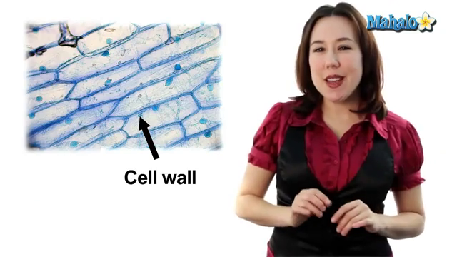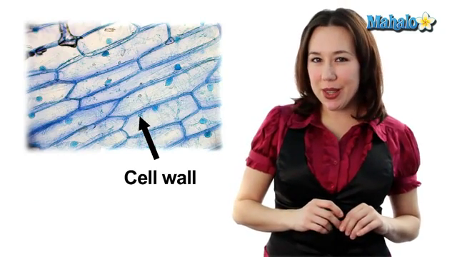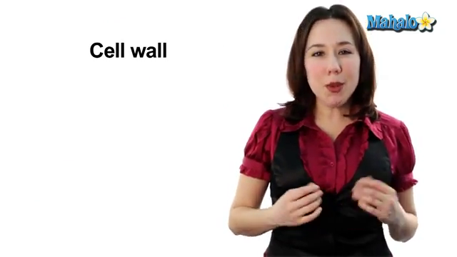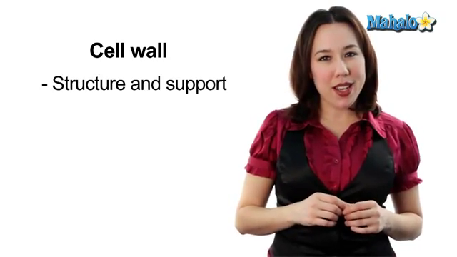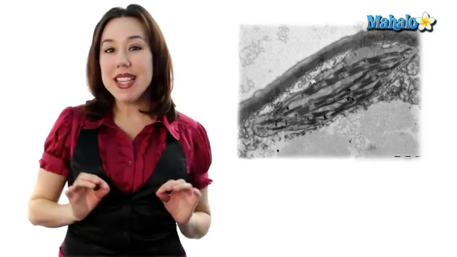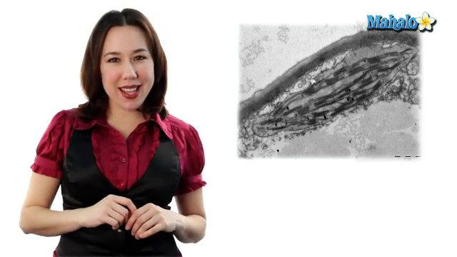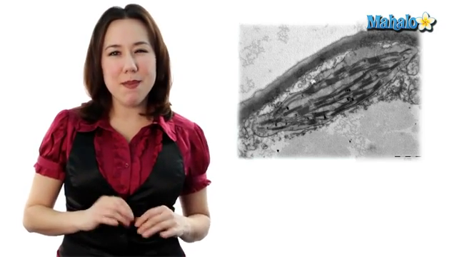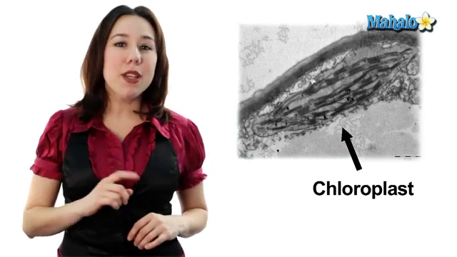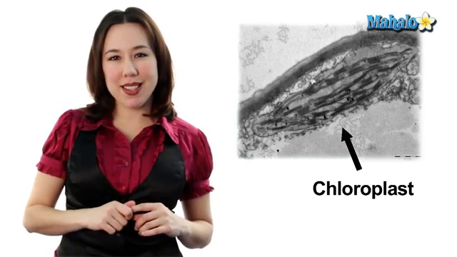Let's start with the organelles that plant cells have that you will not find in animal cells. First, plant cells have a rigid cell wall made from cellulose. This rigid cell wall helps to give the plant some structure and support, and also helps with water regulation. Second, since plants are photosynthetic, they have to have a special organelle to make that photosynthesis happen. That special organelle is called chloroplasts.